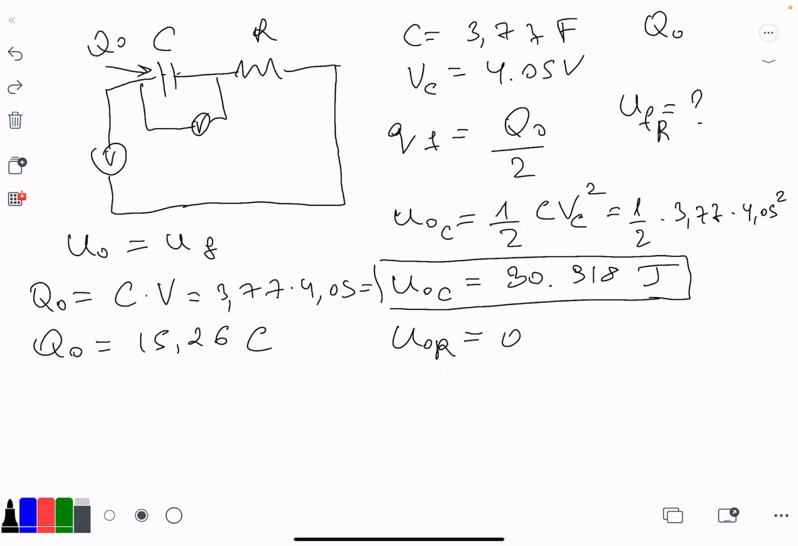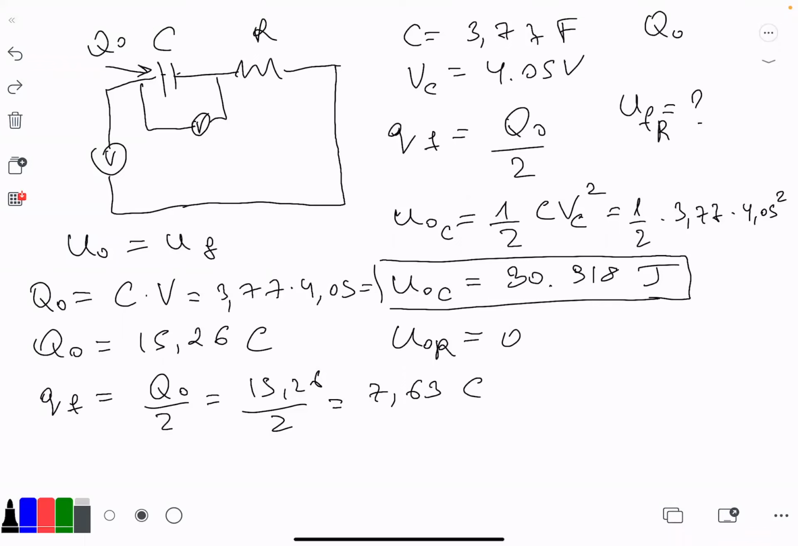Now the final charge in the capacitor was half of the initial charge. When half of the charge is stored in the capacitor, we have to find how much energy was delivered to the resistor. In other words, certain energy which was stored in the capacitor initially, when it's connected to the resistor, will transfer to the resistor. So the final charge was 15.26 divided by 2, which gives you 7.63 coulombs.